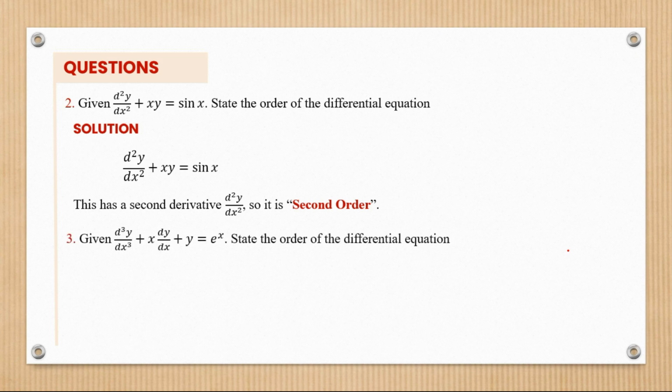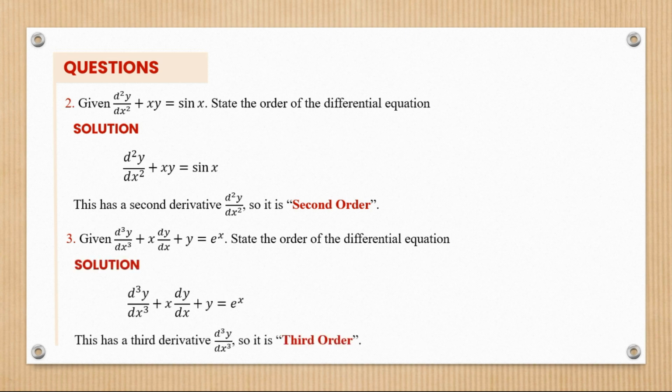Let's look at another one. We're told d cubed y over dx cubed plus x dy dx plus y equals e power x. State the order of the differential equation. You can see that this has a third derivative, d cubed y over dx cubed, so therefore it is of third order because that is its highest derivative.